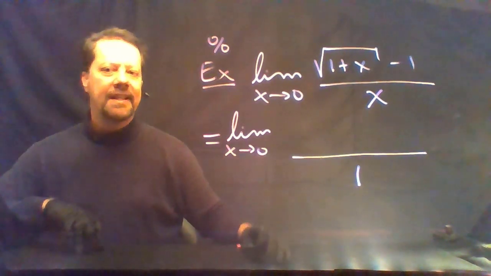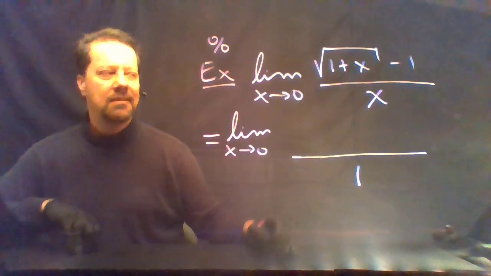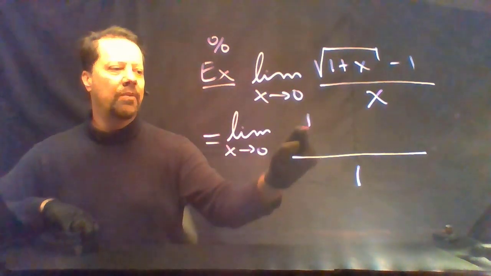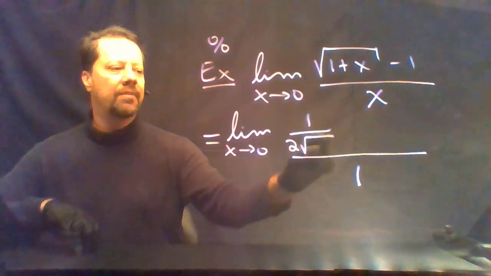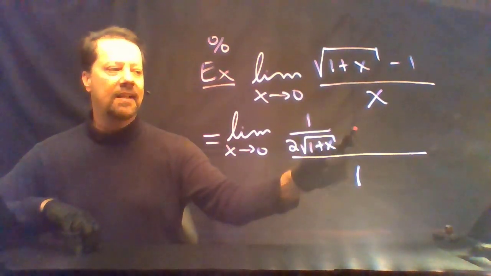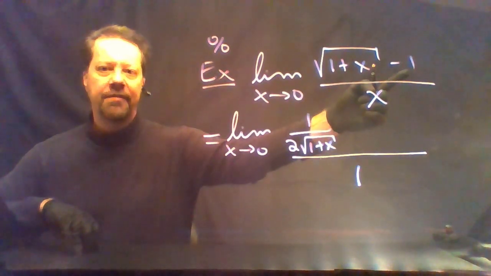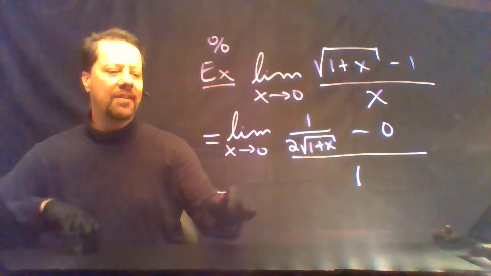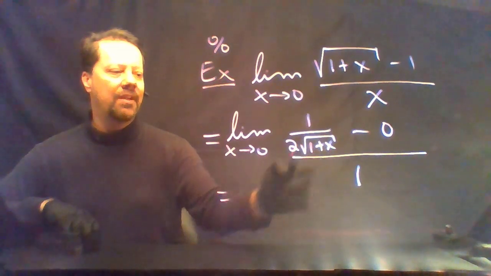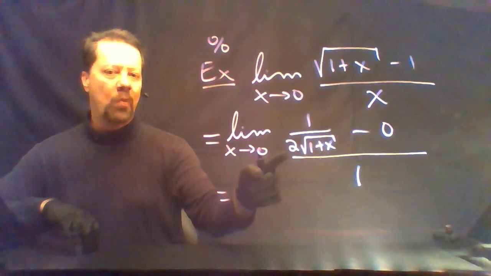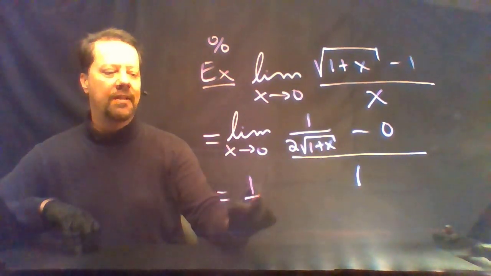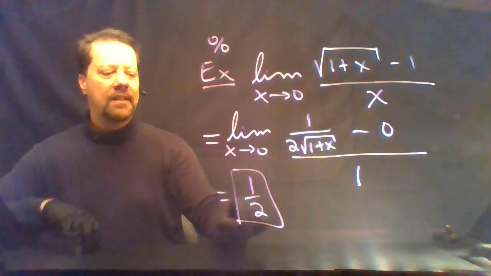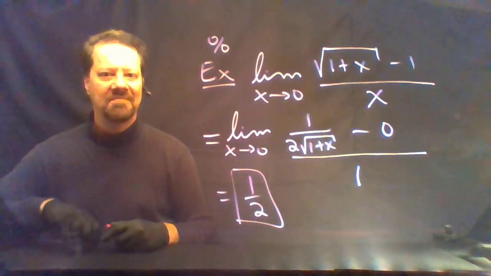The derivative of the denominator is simply 1. The derivative of square root is 1 over 2 root, multiplied by the derivative of the inside, which is 1. The derivative of 1 is 0. You can see now that as x goes to 0, the numerator is 1/2, the denominator is 1. The limit is simply 1/2.